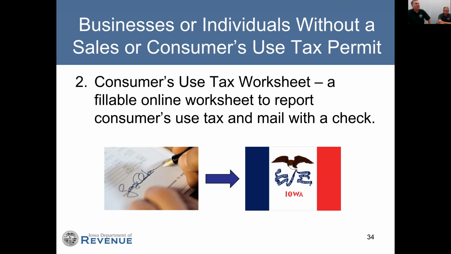Let's see here. We've got another question, it looks like. If you don't get a consumer's use tax permit and you just use line 2 of the Iowa sales tax filing to report items subject to use tax, that doesn't start the statute of limitations for use tax running, does it? Yeah, maybe. That's a definite maybe.